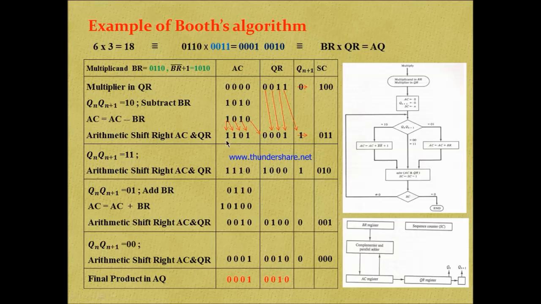This is the AC and this is the QR. We will go on shifting with a similar pattern as before. The first bit is copied here, and from now on all our bits are shifted to the right. This is the arithmetic shift operation, and the last bit, QN plus 1, will be discarded. Now again we go for the decrement of the SC. The SC is 3, decremented by 1, it becomes 2. Now again we check Qn and Qn plus 1. Here Qn and Qn plus 1 is 0 1.